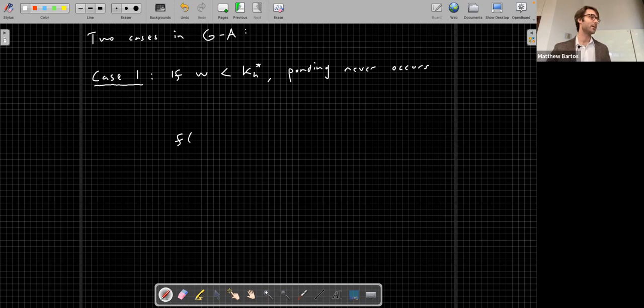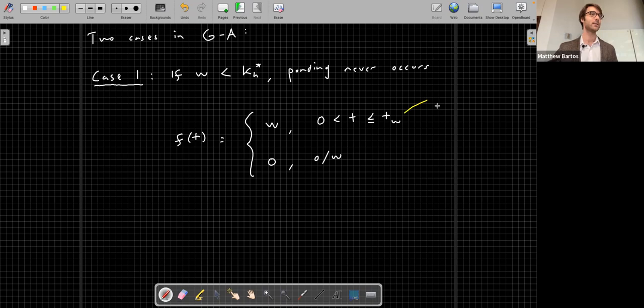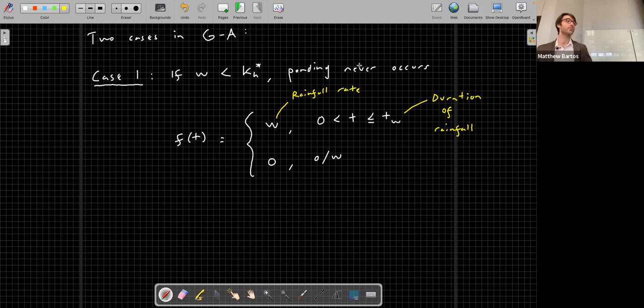And in that case, our infiltration rate, F of T, has two cases. It is equal to W, the rainfall rate, if the time is less than or equal to the time of the duration of the rainfall event, and zero otherwise. Note that TW here is the duration of rainfall, and W here is our rainfall rate in units of inches per hour, for example. So if the rainfall rate is less than the saturated hydraulic conductivity, ponding will never occur and you won't get any runoff. So we have this threshold behavior for the Green-Ampt model.